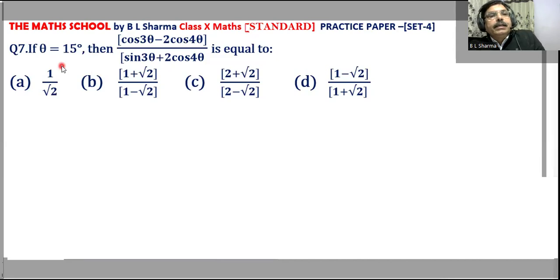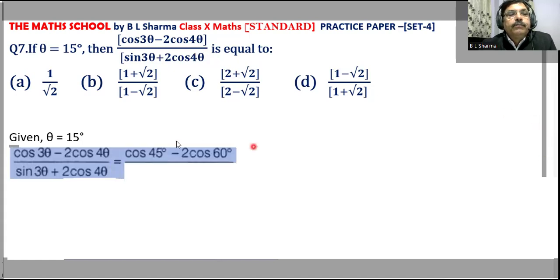The angle theta is given as 15 degrees, and then we have to calculate cos 3 theta minus 2 cos 4 theta upon cos 3 theta plus 2 cos 4 theta. इसका क्या वैल्यू होगा? How to do? Here the angle theta is 15 degrees. So here in place of theta put 15, here put 15, here put 15, and here also put 15.